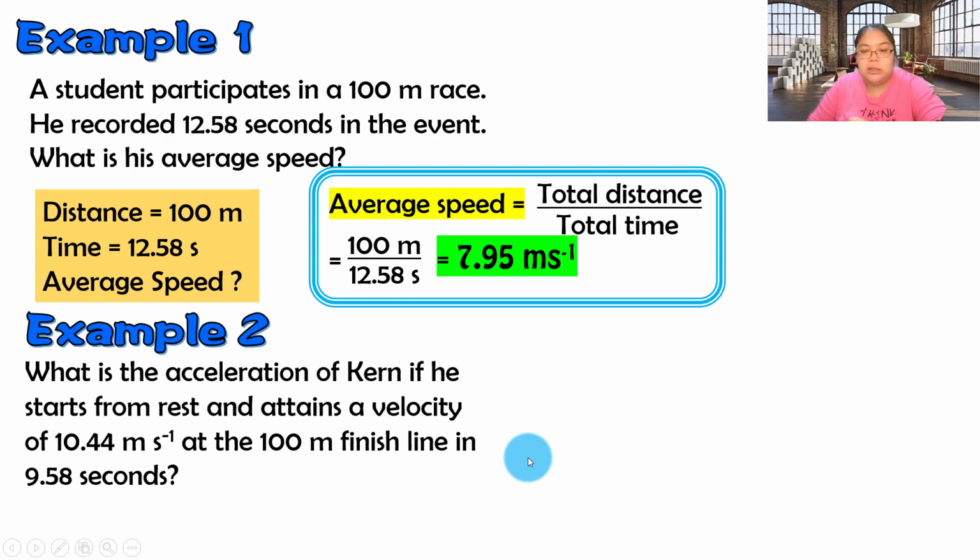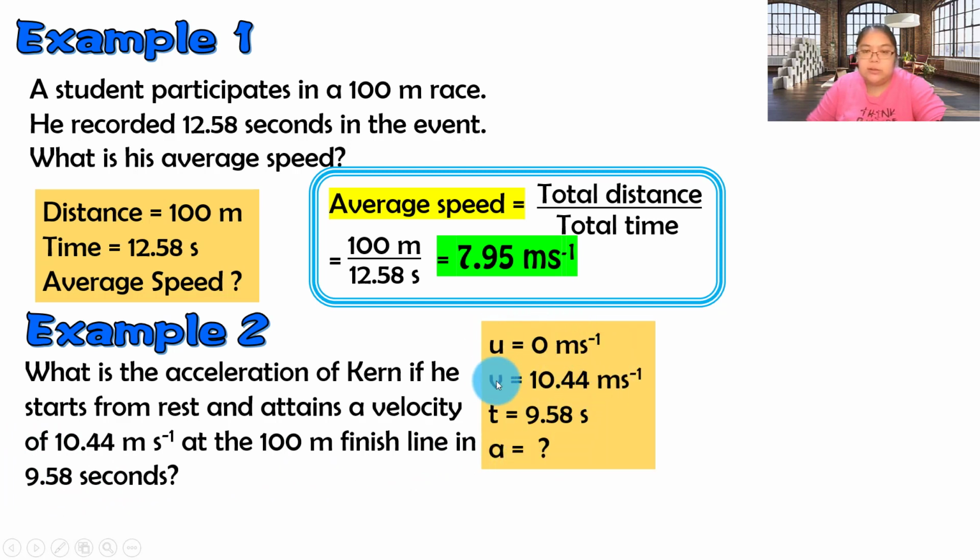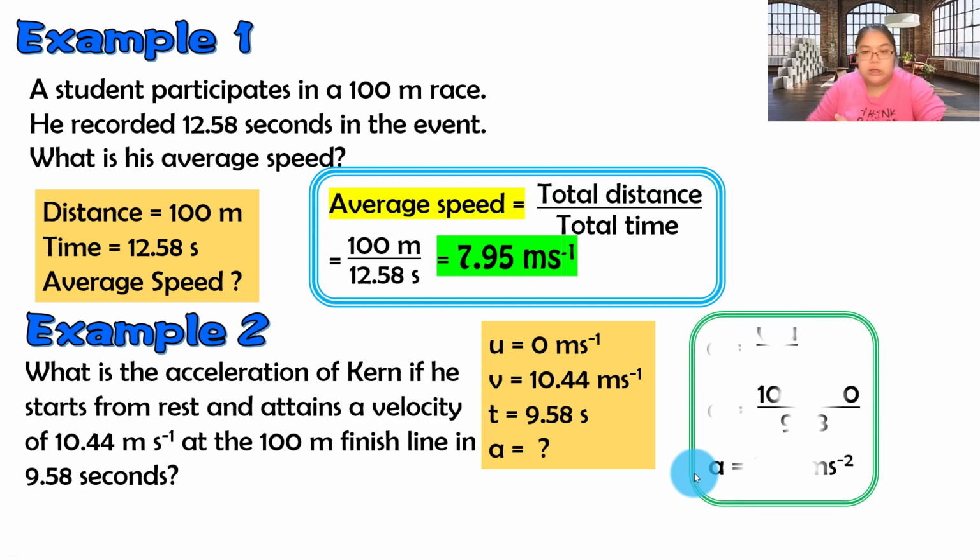So we mention the info first. This one all is info. Now they want us to find the acceleration. So we apply the formula a equals v minus u over t. So v is 10.44 minus the initial 0, over the time taken. So I get the answer 1.09 ms^-2, because this one is an acceleration.